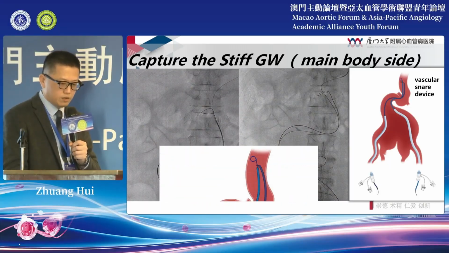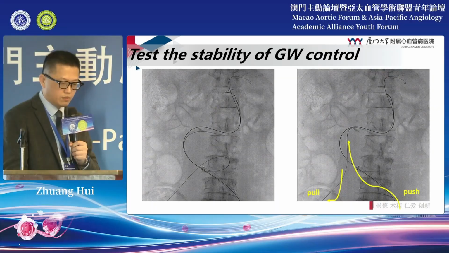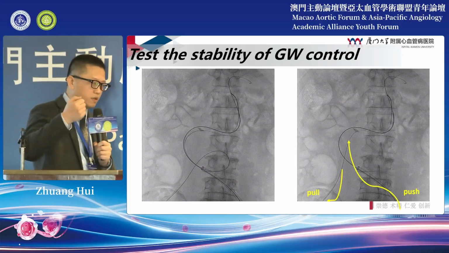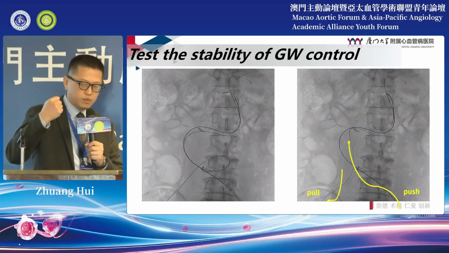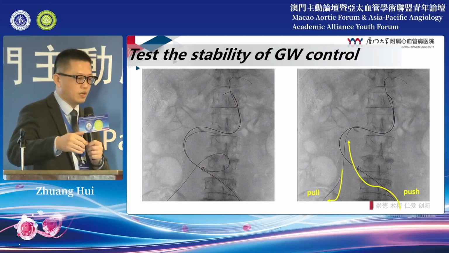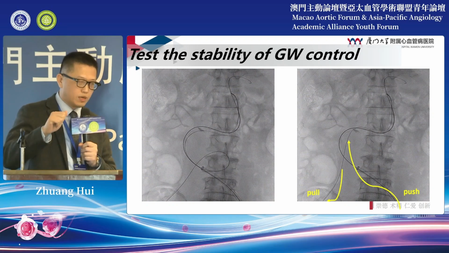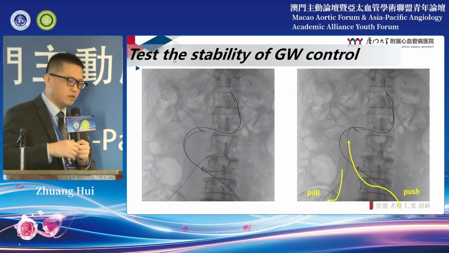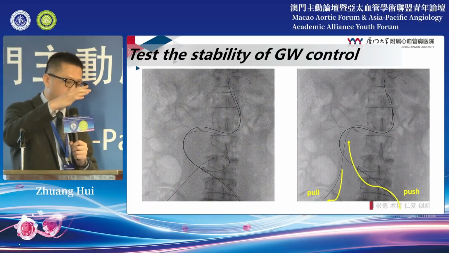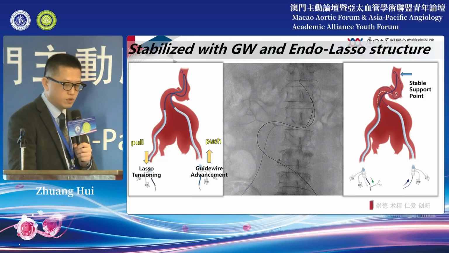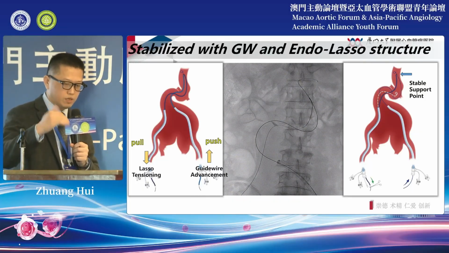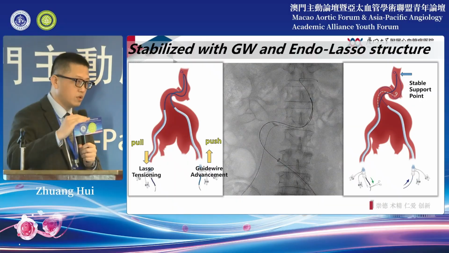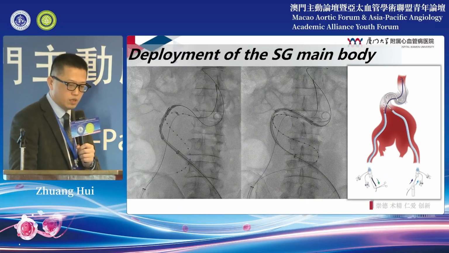If we catch that, you see this, then we test the stability of the guidewire control. And you use the standard wire, you need to pull a little bit, with the assistance, and try to keep that stable. Then you push your guidewire. You see the guidewire, the central line of the aorta, it was aligned with the guidewire. Then we'll get the best result. Then we followed with this long sheath, and then push the stent graft inside.